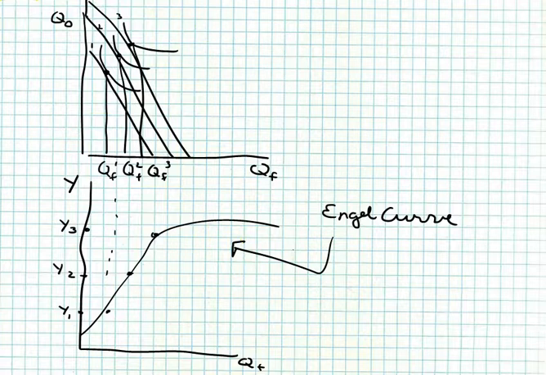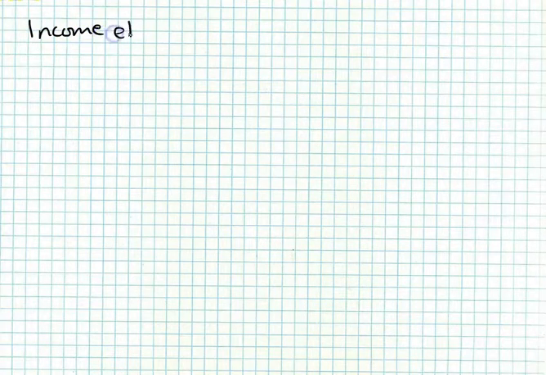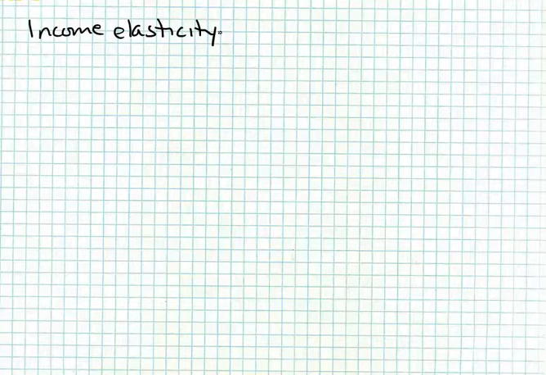Engel curves are related to yet another concept, which is called income elasticity. Income elasticity, in its simplest sense, says what happens to the demand for a good when income increases by 1%, or what happens to the demand for a good when income changes by 1%. So we can increase income or we can decrease income, and we can look at the change in a quantity.